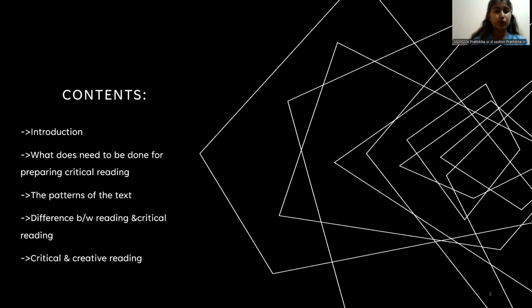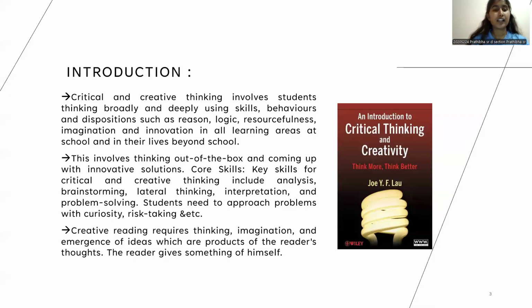Now, firstly, let us go through the contents. The content involves the introduction, what needs to be done to prepare for critical reading, the patterns of the text, the difference between reading and critical reading, and finally, critical and creative reading. Firstly, let us go through the introduction.